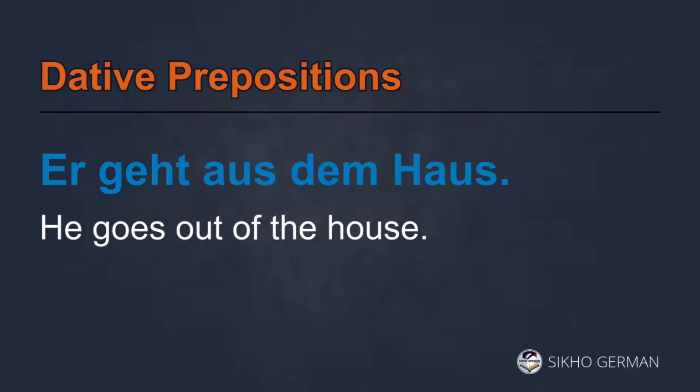Er geht aus dem Haus. He goes out of the house. Here, das Haus, nominative neuter, becomes dem Haus, dative neuter, after aus. The neuter article changes from das to dem in dative.